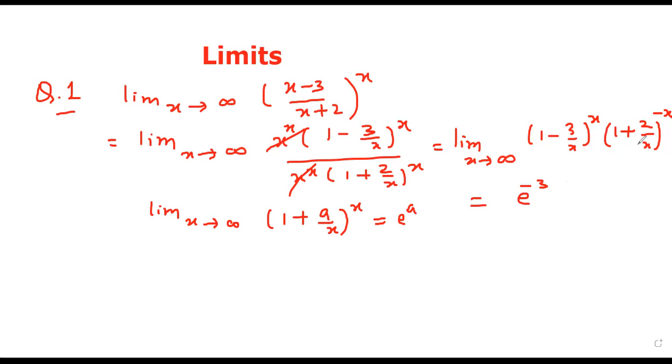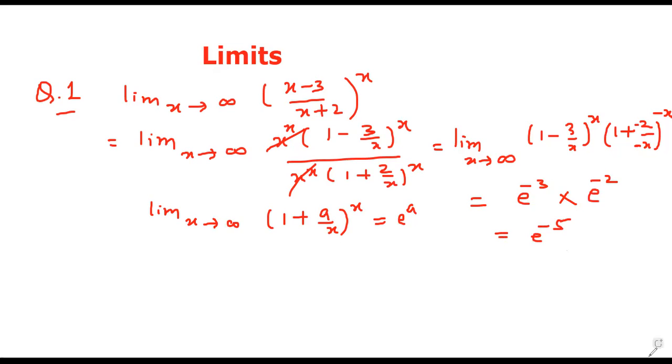And here, if we write 2 upon x as minus 2 upon x and the power as minus x, the second term will give e power minus 2. So that will be e power minus 5, which is our answer.